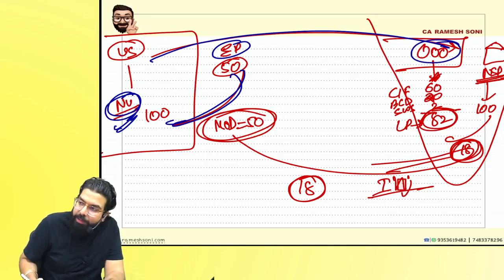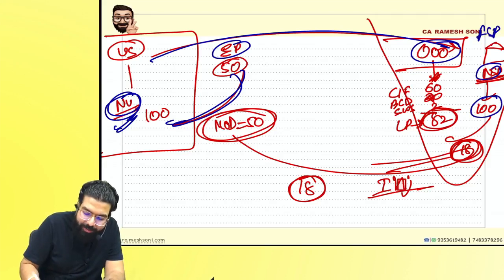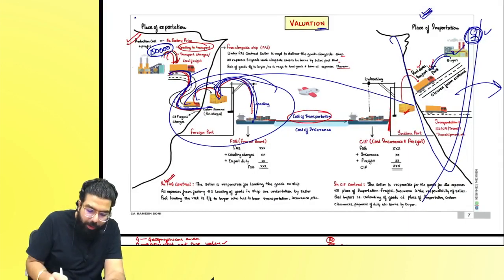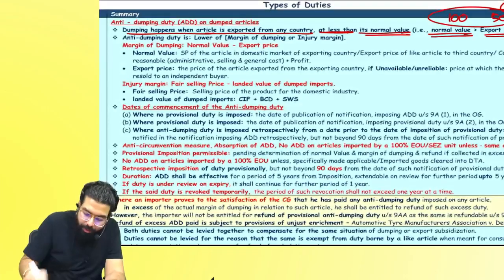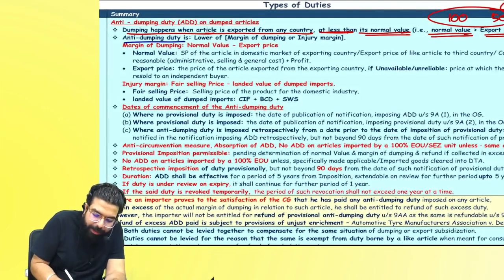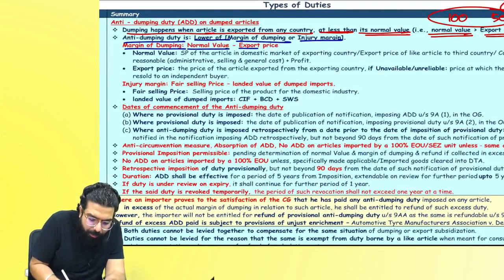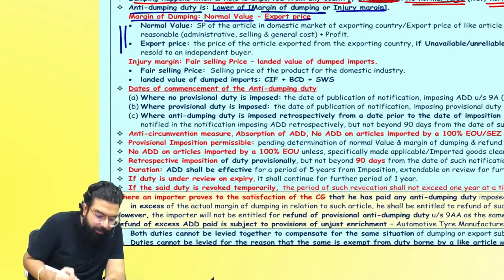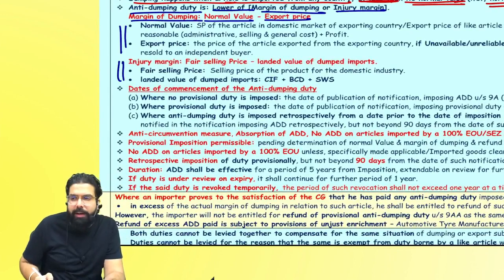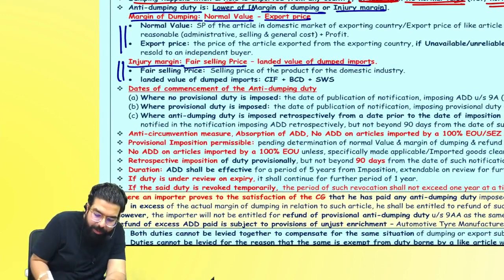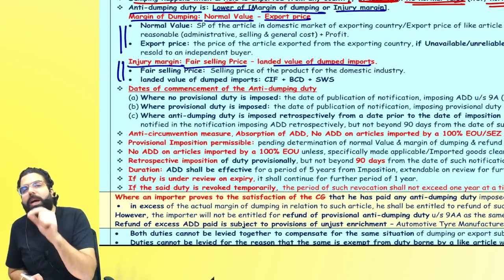In India, the goods have come. In India, the normal selling price of those goods, the fair selling price, is 100. And sir, those goods have landed at 82. Whatever the differential is the injury margin. Always remember one thing, they will go ahead and charge anti-dumping duty, which is the lower of margin of dumping or injury margin. Margin of dumping means normal value minus the export price, which I have written over here. Injury margin also has been written. Injury margin is what, everyone? Always remember, fair selling price minus the landed value of the dumped goods.